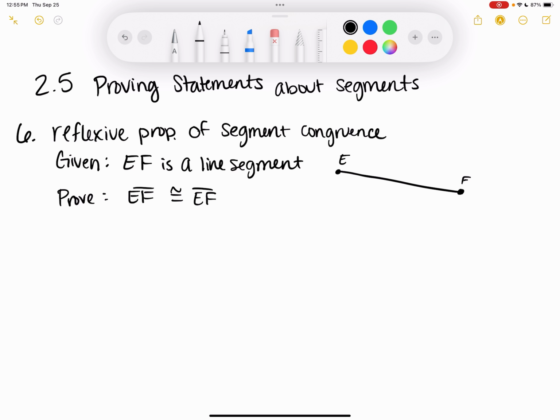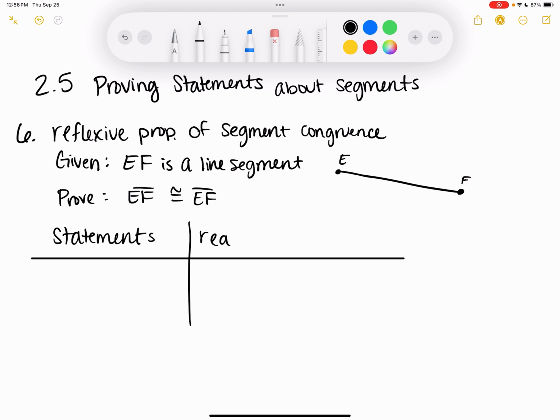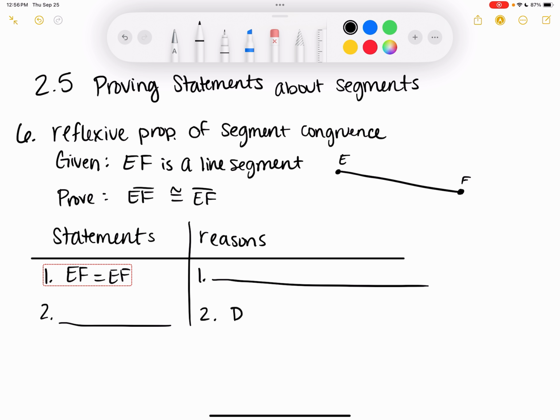All right, now this one, they're really just wanting us to, well, let me just show you. They give us a proof and we're filling in the blanks, basically. So we've got statements on one side and reasons on the other. The first thing they tell us is that EF is equal to EF. And we're going to be filling in this blank here, and then over here, we're going to fill in this blank. And the reason is definition of congruent segments.